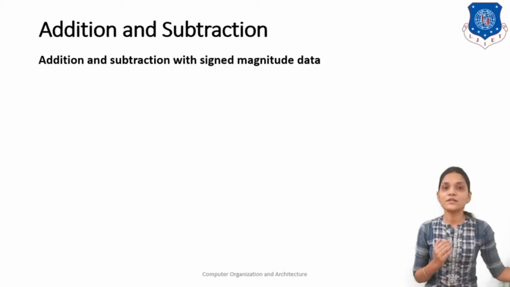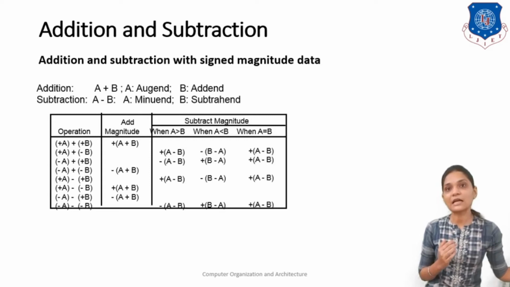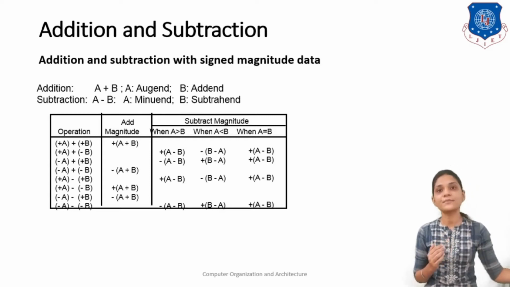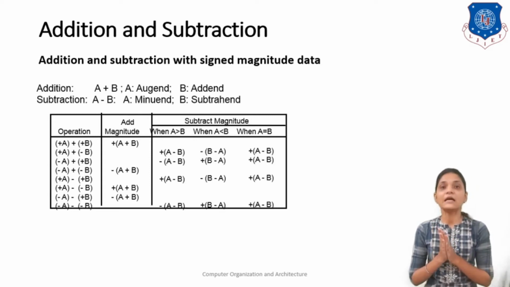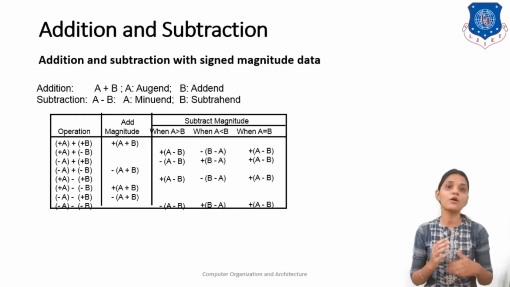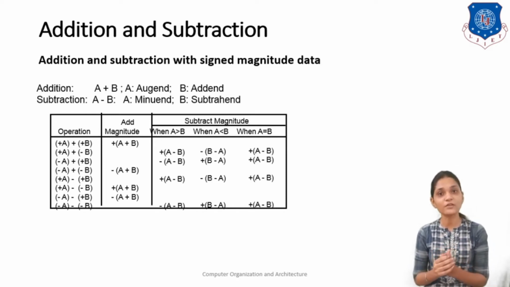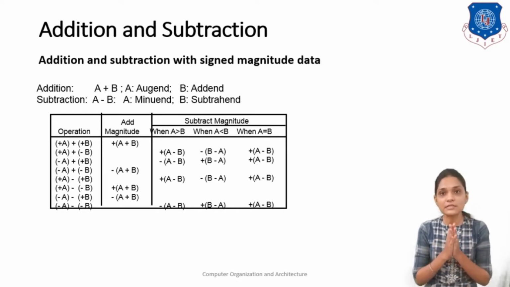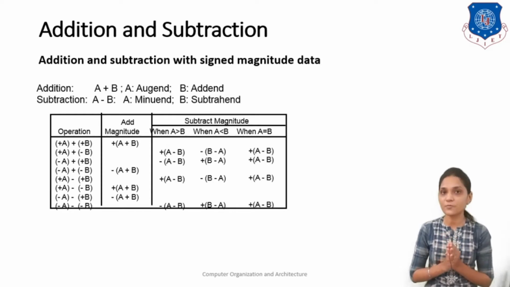Here addition and subtraction with sign magnitude data can be given like this. If you have two numbers A and B, and these are signed numbers, A can be positive or negative, B can be positive or negative, then we can do this task. Addition can be represented as A plus B, and subtraction operation can be represented as A minus B. Here for addition A is the augend and B is the addend, and for subtraction, A is the minuend and B is the subtrahend.